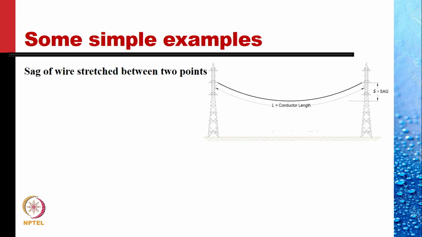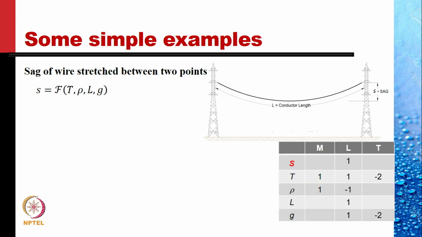discusses the sag of a wire stretched between 2 points, like an electrical conductor of length L between two transmission towers. The sag S will be a function of tension T in the wire, rho the density of the wire, L the length of the wire, and of course the acceleration due to gravity, because the sag would be because of the weight of the wire, which depends upon G.